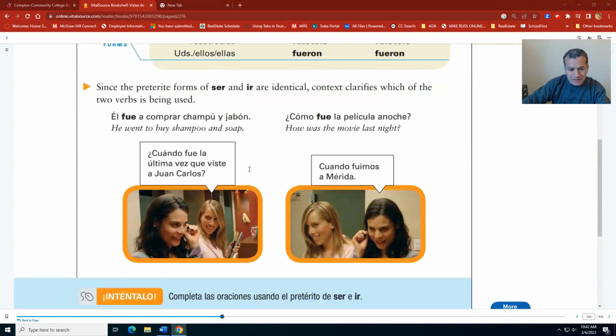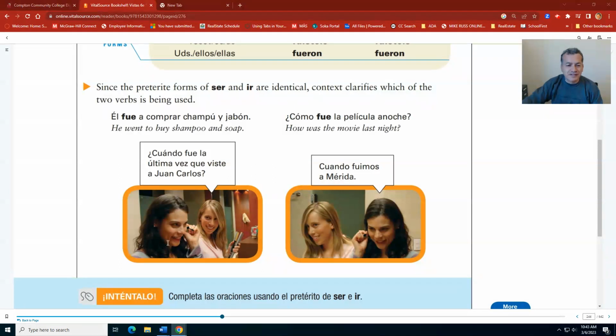Acá tenemos más ejemplos. ¿Cuándo fue la última vez que viste a Juan Carlos? Sorry, this is not a question: Cuando fuimos a Mérida. That's the answer. So, one more time. ¿Cuándo fue la última vez que viste a Juan Carlos? ¿Cuándo fue? When was? Cuando fuimos a Mérida. When we went to Mérida.